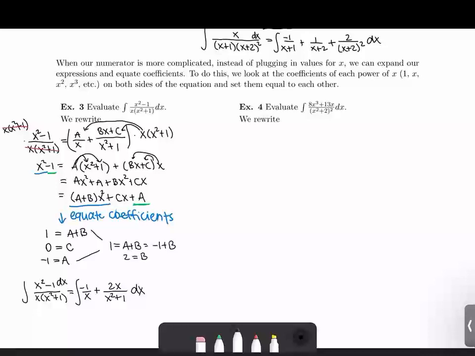So next I'm going to go ahead and go over to example 4. So in example 4, first off, I'm going to start by, again, just rewriting our setup from the first video.